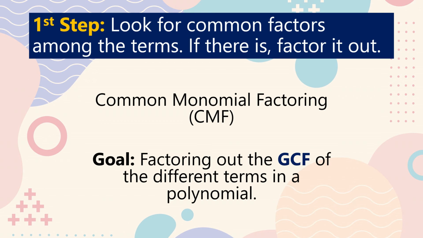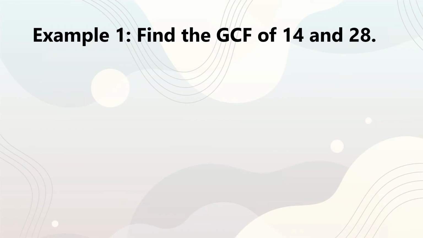So perhaps before we utilize common monomial factoring, we first try to recall how to find the GCF given two numbers and afterwards two terms. Our example one says that we are asked to find the GCF of 14 and 20. If you try to recall, this is your grade 6 lesson.